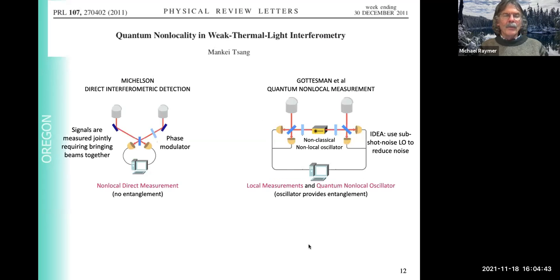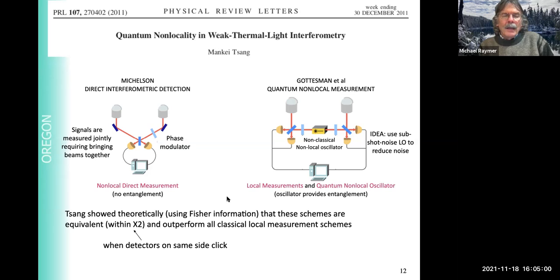So there are a number of different ways you could do this. Now, there's a very nice paper by Mankei Tsang, who analyzed the Gottesman scheme, and he proved the following: comparing this direct method with the Gottesman non-local oscillator method, he proved that using Fisher information, these 2 schemes are equivalent to within a factor of 2, and they outperform all classical local measurement schemes.